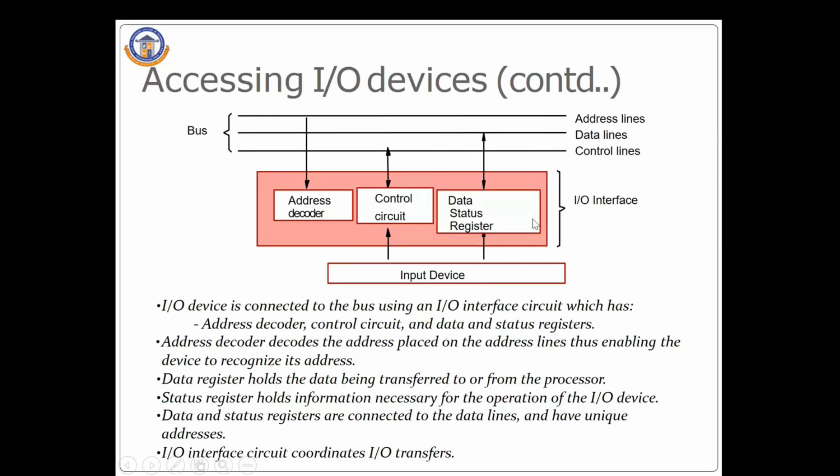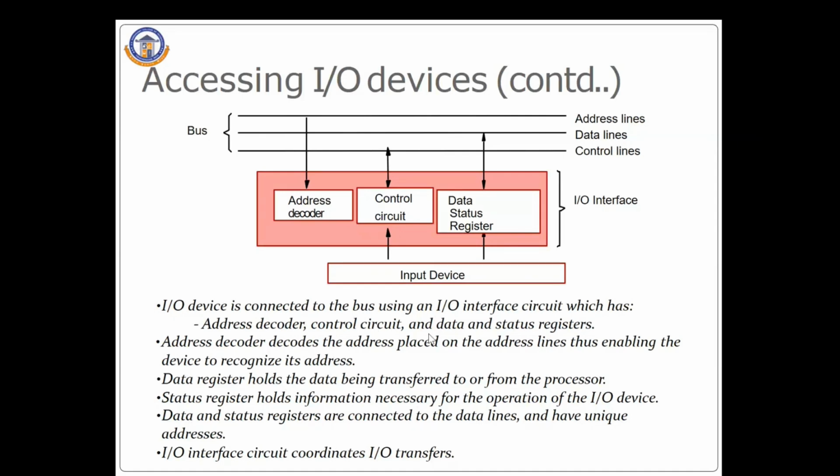So who will place the address on the address line? The processor will place the address on the address line. The address is nothing but the IO device address. So this address decoder decodes the address, so that with that we can identify the particular IO device.